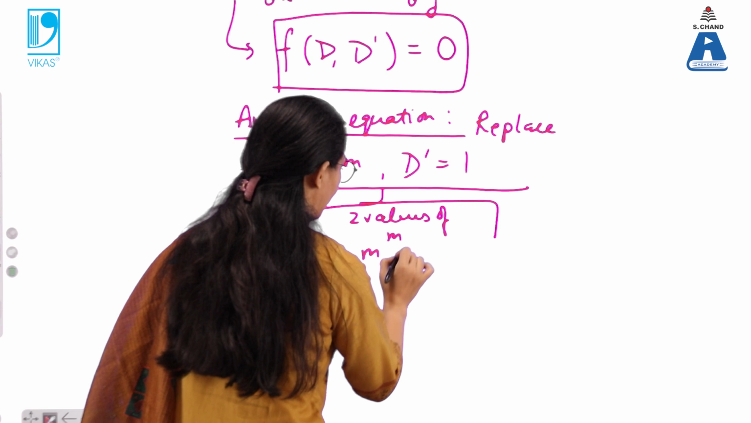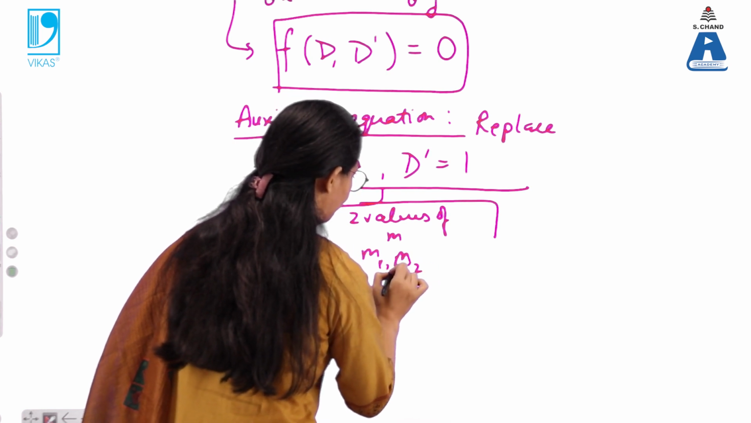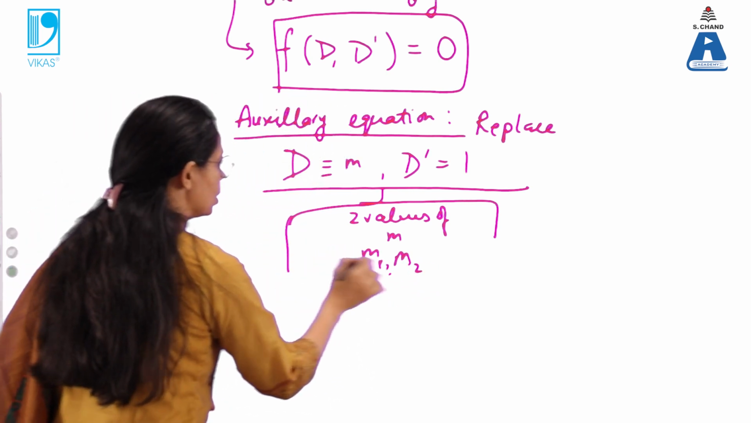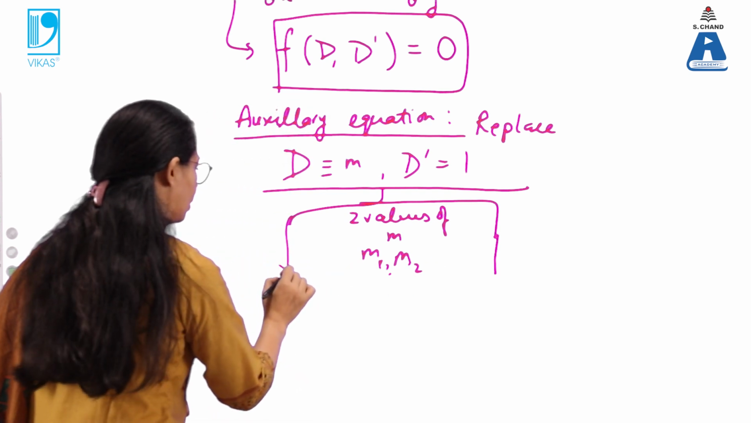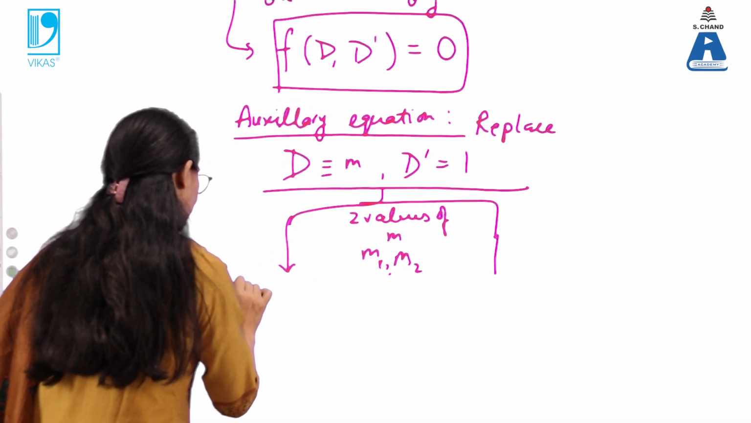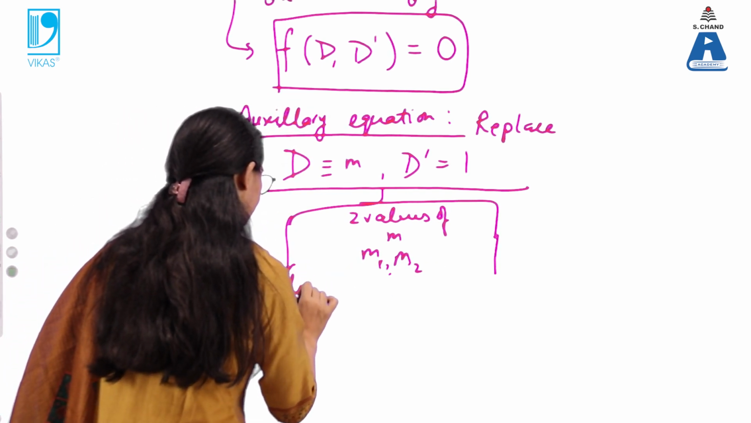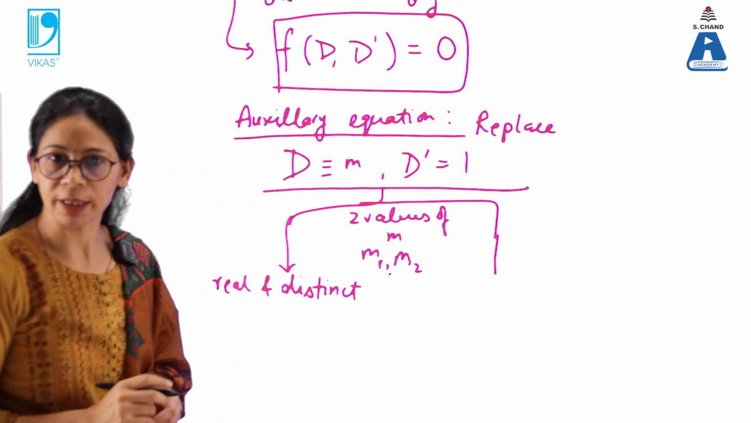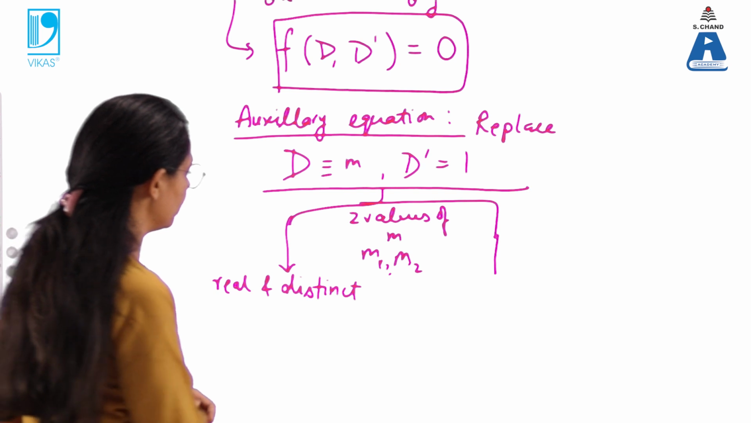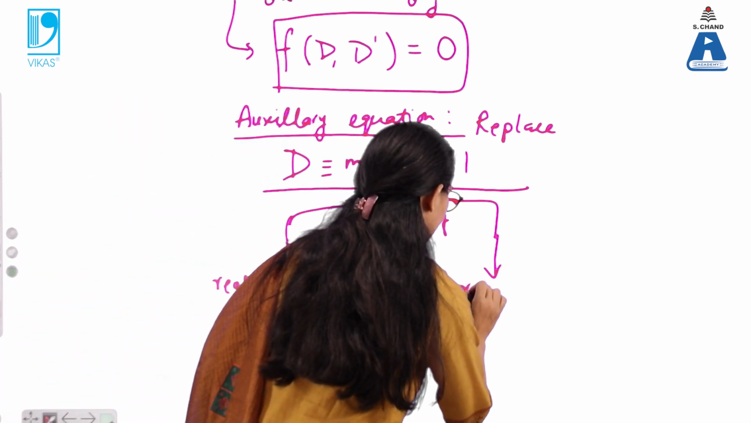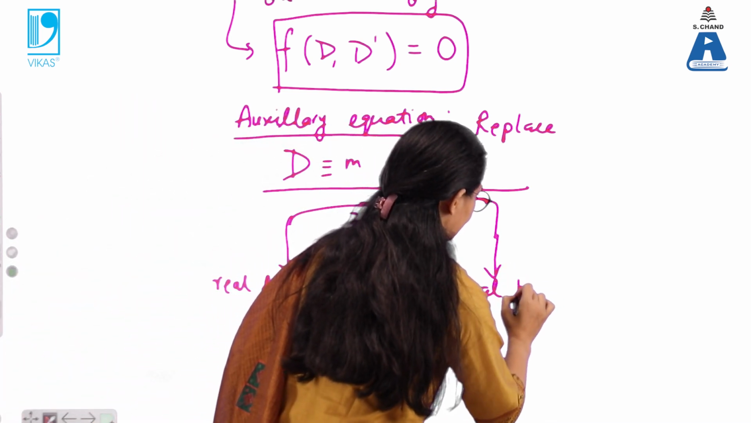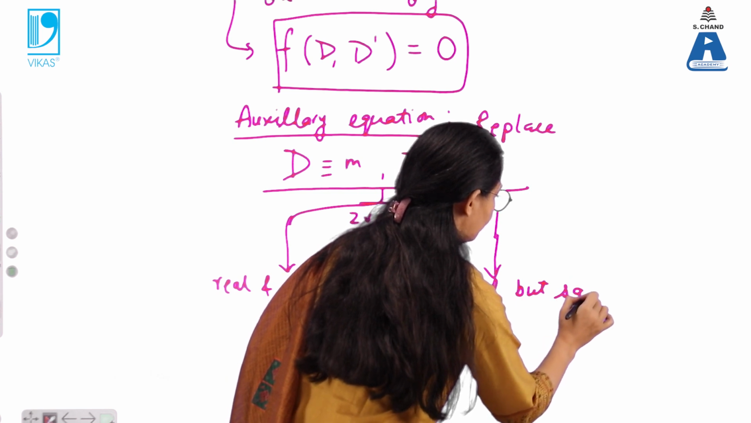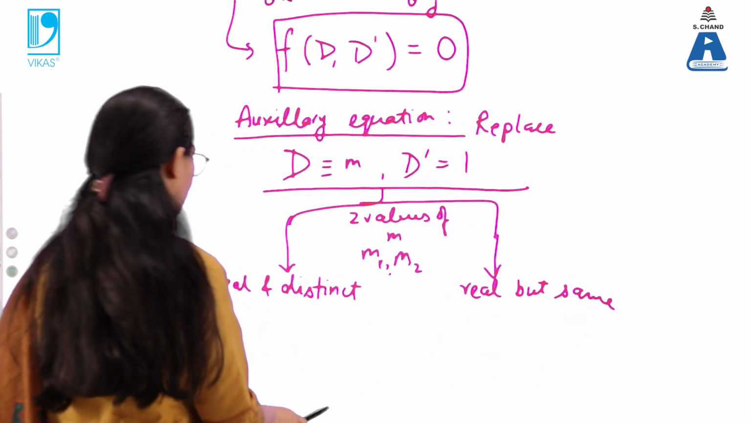Let us say those two values are m1 and m2. Now, if these two values are real and distinct, and what could be another possibility? That they can be real but the same value. We will take an example to make it more clear.